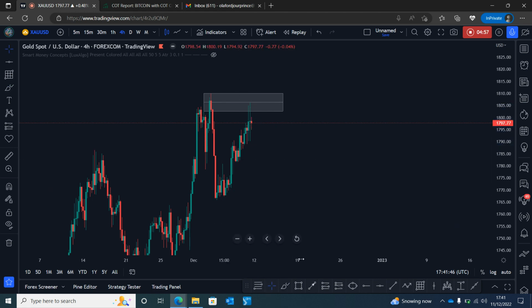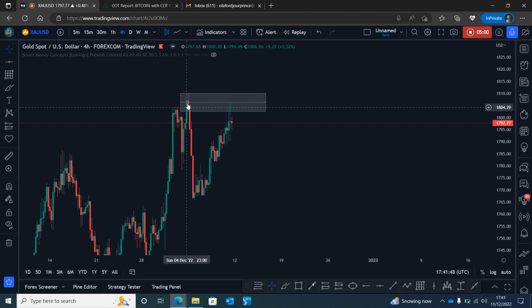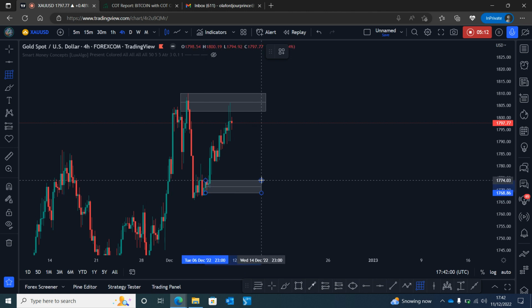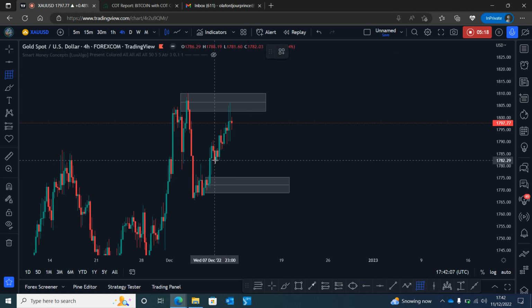My understanding is that price is trying to break this level here to form a new high and then come down and touch the last. So it's all about finding areas so you can put this in an order block, and you can put here as an order block.